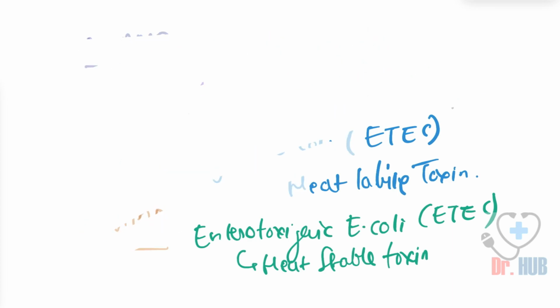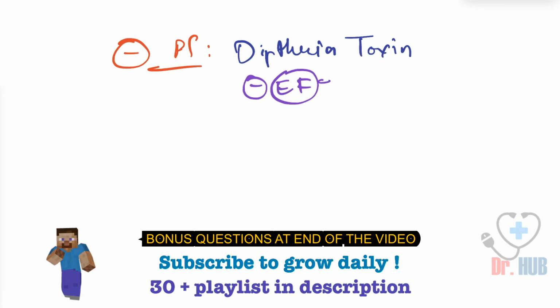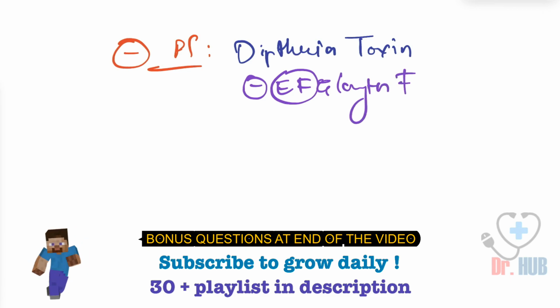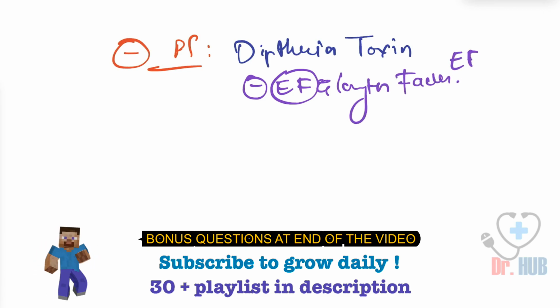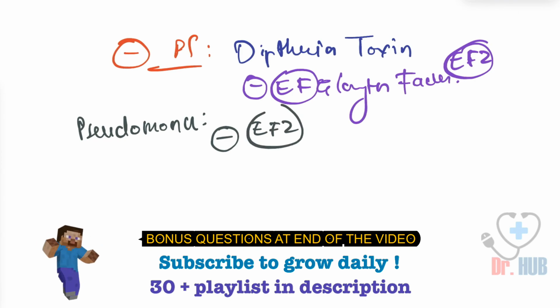The next category is inhibition of the protein synthesis. This includes the diphtheria toxin. Here there is the inhibition of the elongation factor, the EF, that is the EF2. Next, the Pseudomonas. Here also there is inhibition of the elongation factor 2.